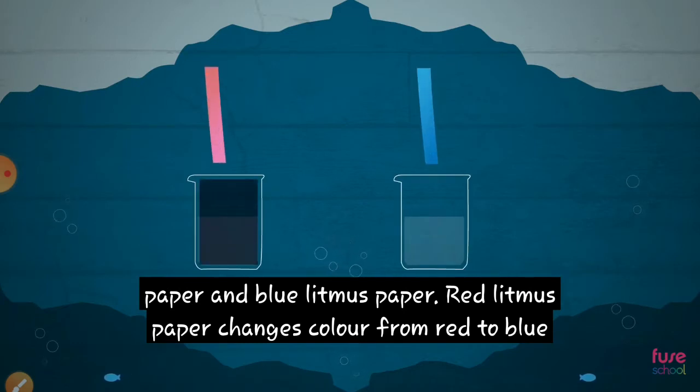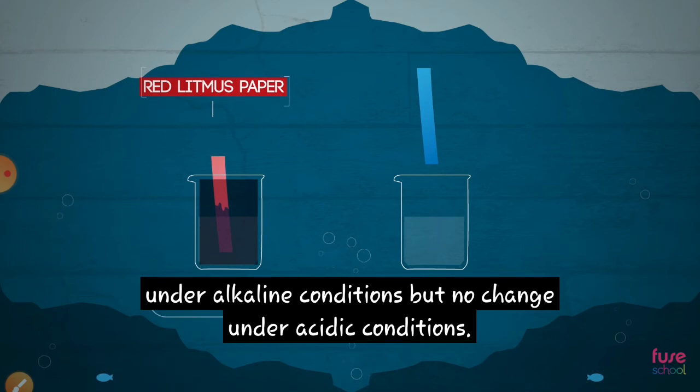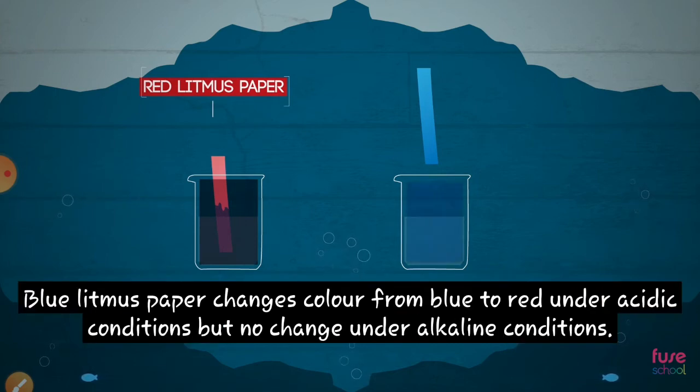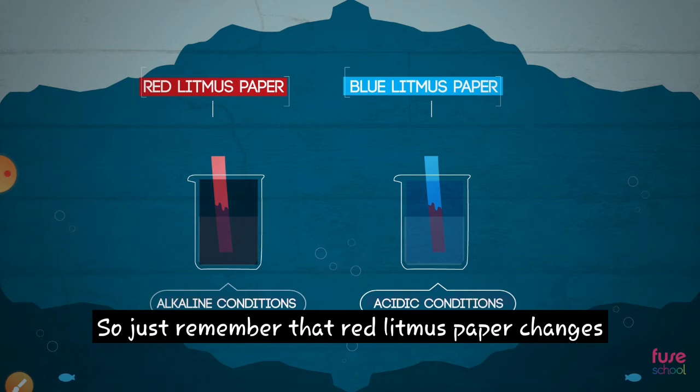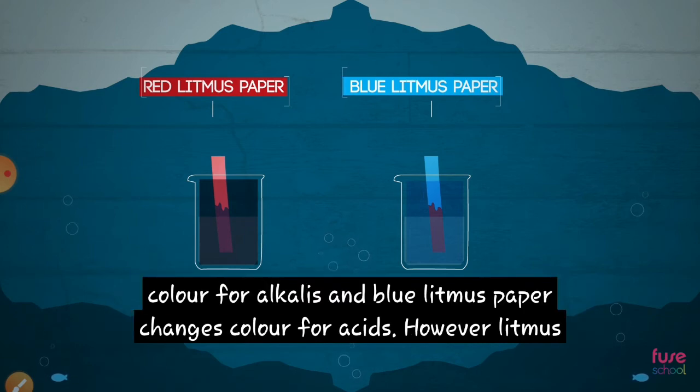Red litmus paper changes color under alkaline condition but no change under the acidic condition. Blue litmus paper changes color from blue to red under acidic condition but no change under the alkaline condition. So just remember that red litmus paper changes color for alkalis and blue litmus paper changes color for acids.